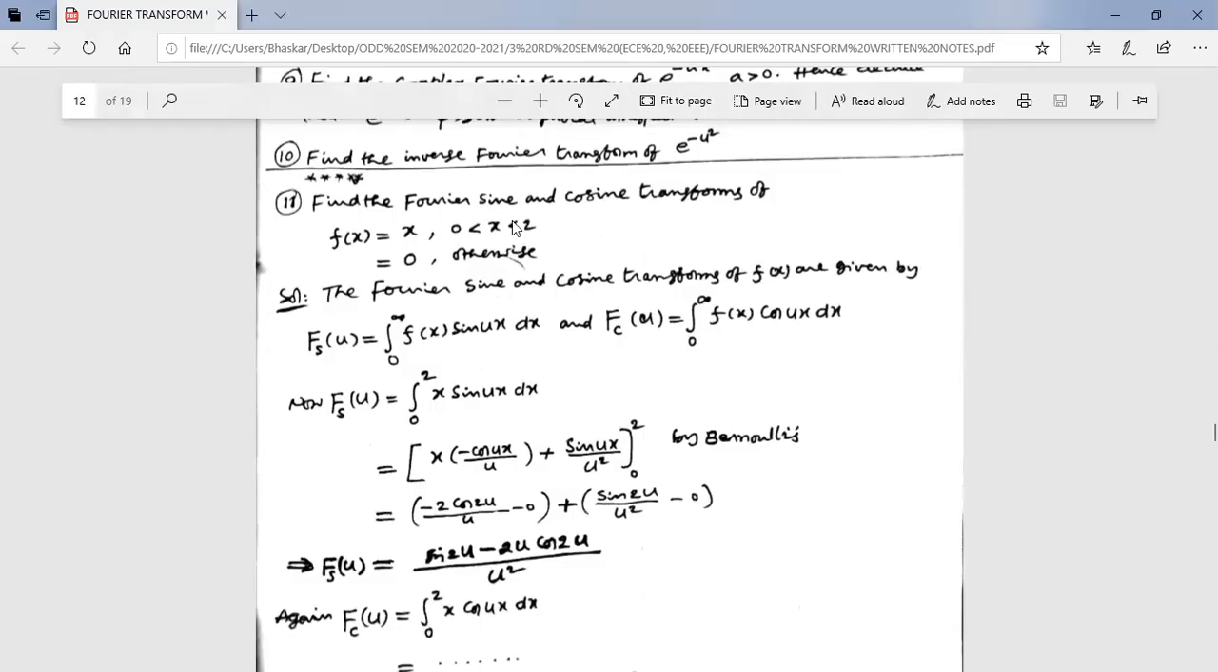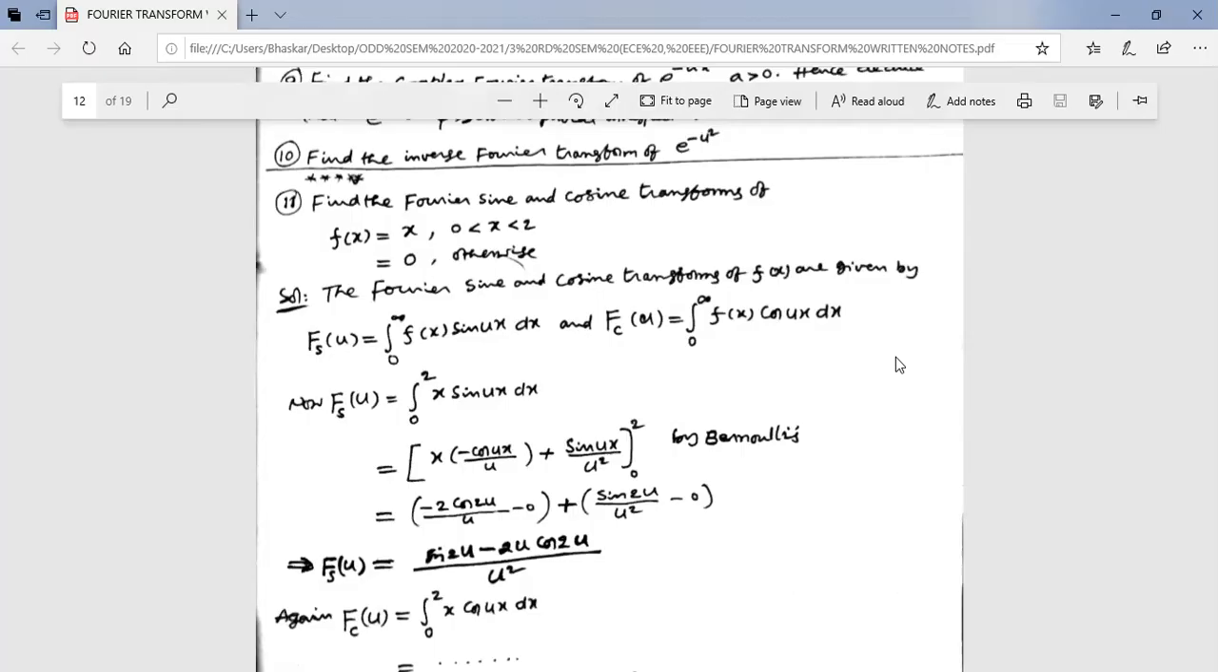Find the Fourier sine and cosine transform of f of x equals x, where x is from 0 to 2, and 0 for other values. Now this is a discontinuous function. How can you find the Fourier cosine and sine transform of the function? Now you know that the Fourier sine and cosine transforms can be written as fs of u equal to the integral from 0 to infinity of f of x sine ux dx, and fc of u equal to the integral from 0 to infinity of f of x cos ux dx.